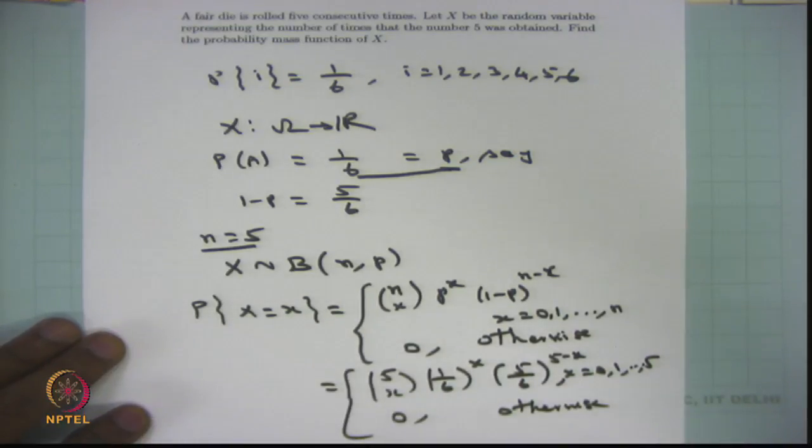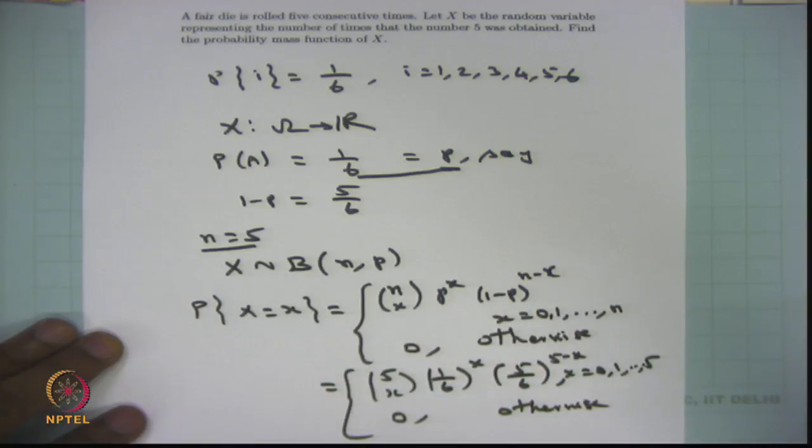In this problem, I have stopped at finding the probability mass function. Once you know the probability mass function, suppose you want to find out the probability of x is less than or equal to 3, or the probability of x is greater than 4. All those things are nothing but the probability of some events. So once you know the probability mass function, you can get the probabilities.